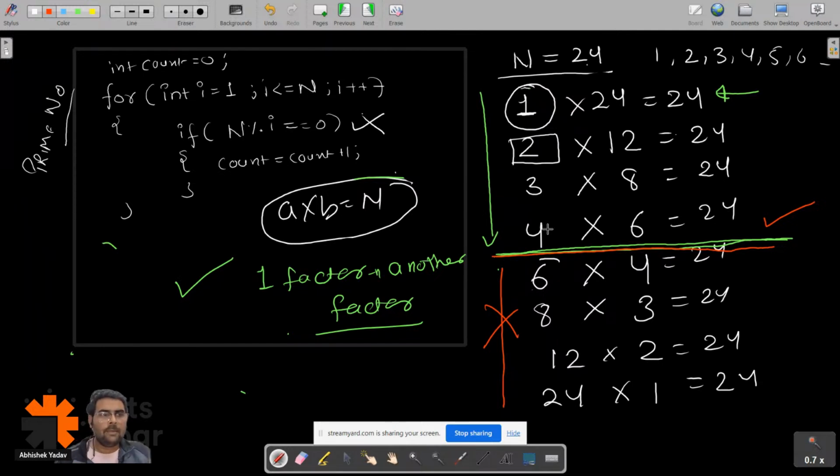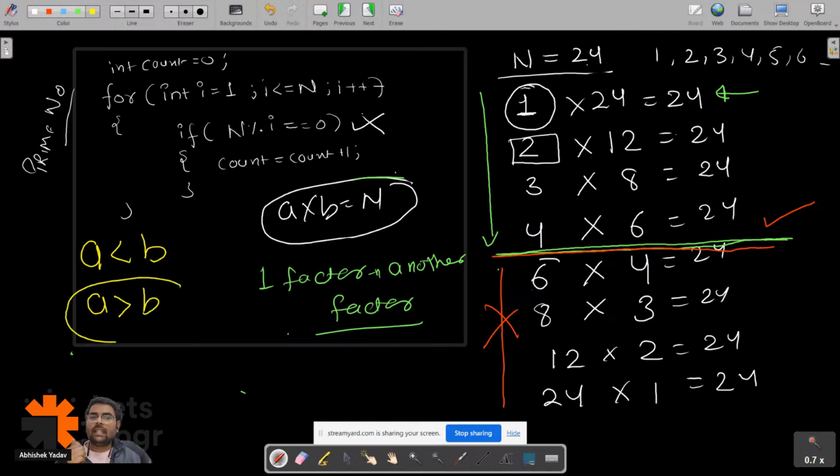So guys, हमने क्या ऑब्जर्व किया यहाँ पर? What we have observed here? We have observed कि hey, till the time A is less than B, we are getting unique factor, right, everyone? The moment A is greater than B, we are getting repeated factor. Okay, we are getting repeated factor here, right?